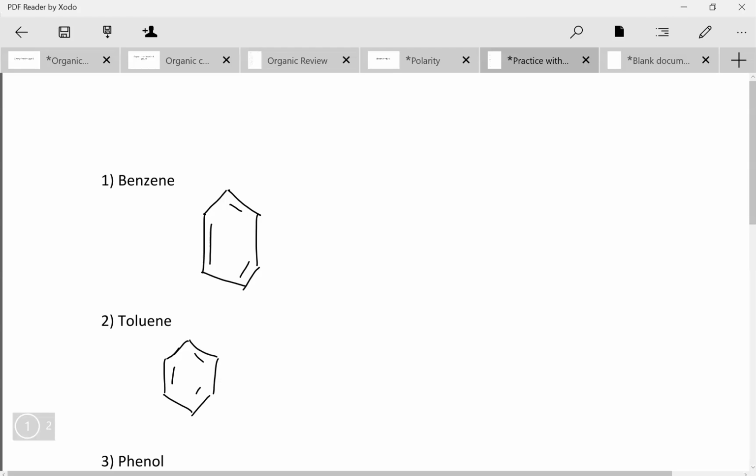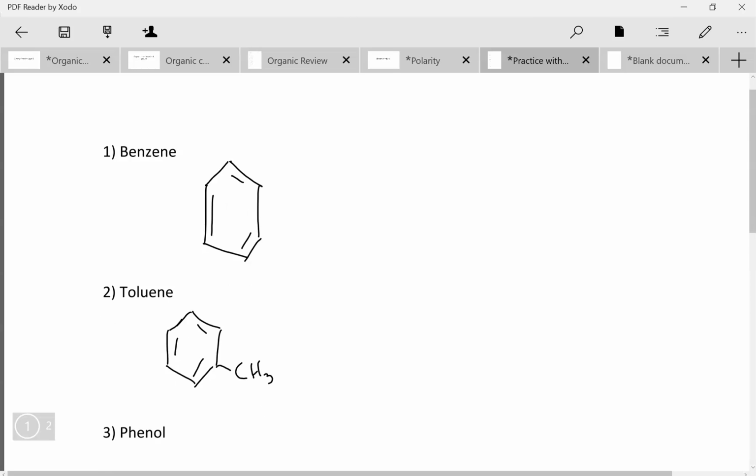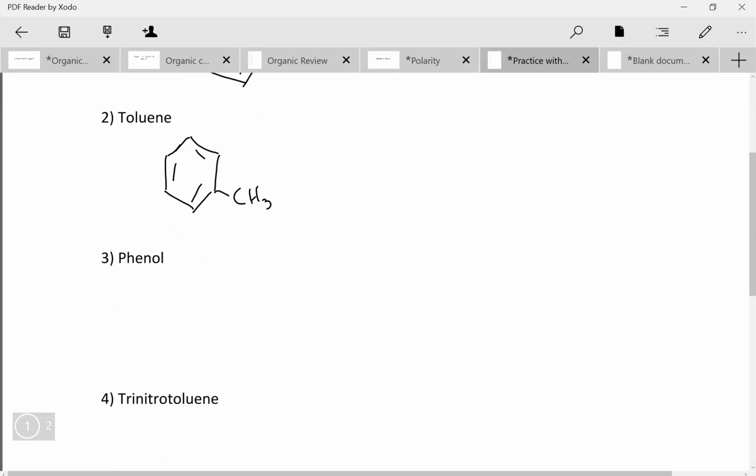Again, toluene is just a benzene ring with a methyl group. It doesn't have to be sticking out of the top. All the carbons are equal. From any carbon, you basically draw in CH3. Phenol is again benzene. Start off, and then out of somewhere you stick an OH group.